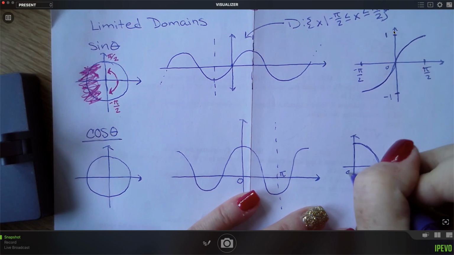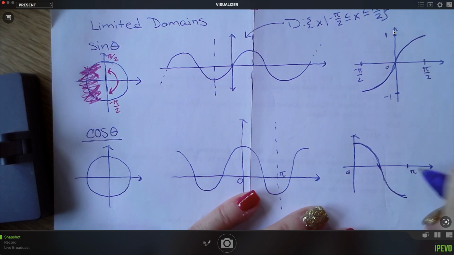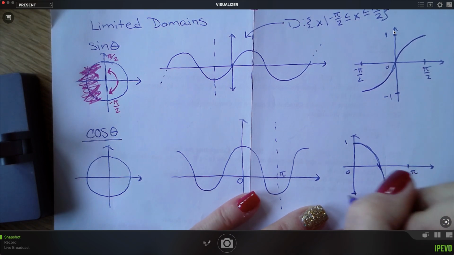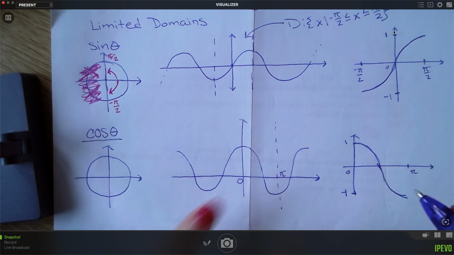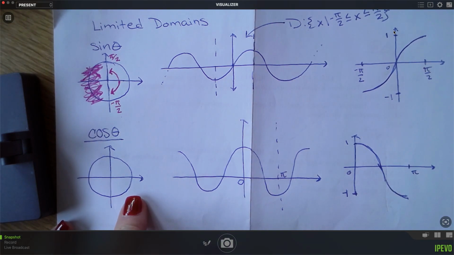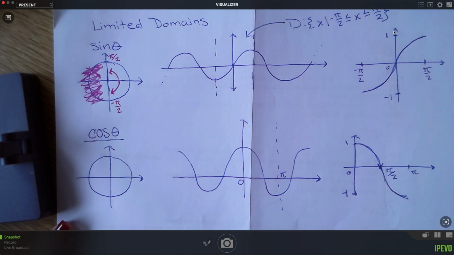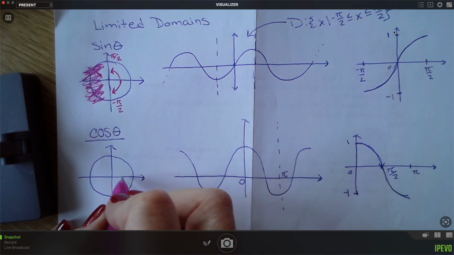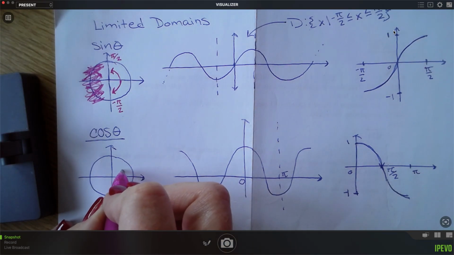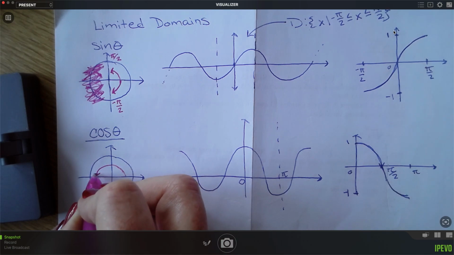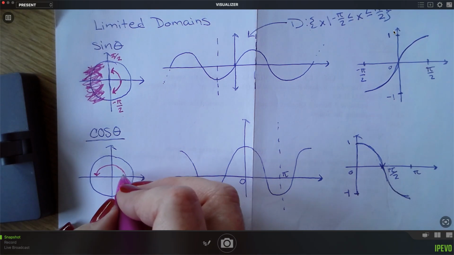So 0, pi, and then 1 and what? -1. So what quadrants am I in now? So I'm going to go back over here. This is pi over 2, isn't it? Yeah, because cosine is 0 at pi over 2. So I'm going to go up to pi over 2, and then am I going to keep going? Yes. To where? Not to 0, to pi. What quadrants don't exist anymore here?